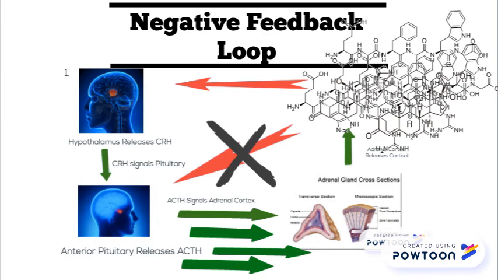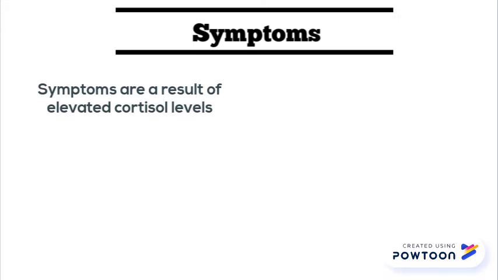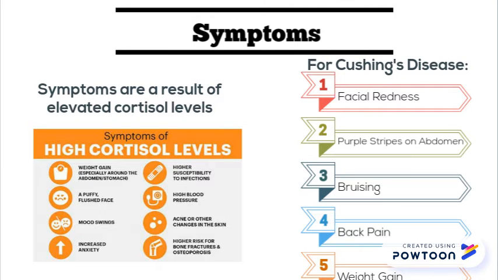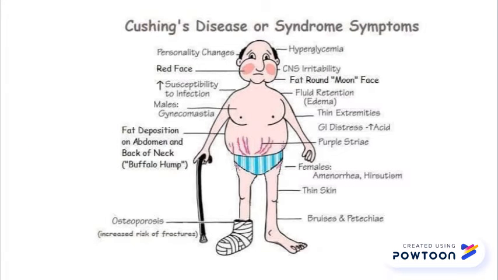the bloodstream. Symptoms. Due to the fact that people with Cushing's disease have elevated levels of cortisol, most symptoms of Cushing's disease are a direct result of these increases in cortisol levels. Excess levels of cortisol are commonly associated with facial redness, purple stripes on the abdomen, spontaneous bruising caused by thinning of the skin, back pain, mood swings that may lead to anxiety and depression, acne, and weight gain specifically in the abdomen and buttocks, leaving the extremities thin due to a loss of muscle mass.